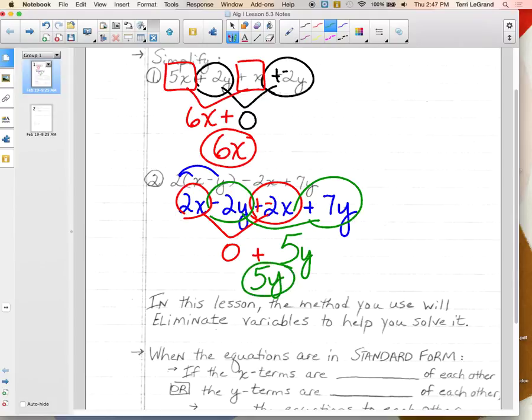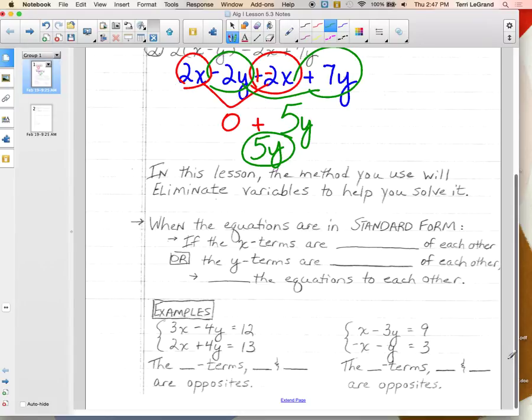So this time our x is eliminated, because they have coefficients on them. What is a coefficient? That's the number in front of the variable. So the x's have coefficients that are what? Opposites of each other. So when we add opposites, we get 0. So that's what's going to happen today. When we're solving by the elimination method, our goal is to get one of the variables to eliminate.